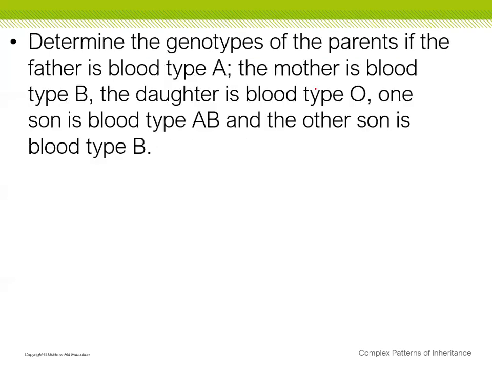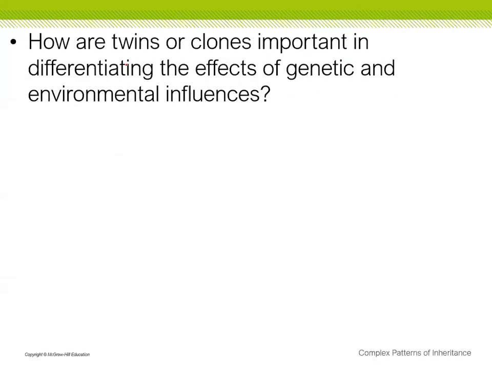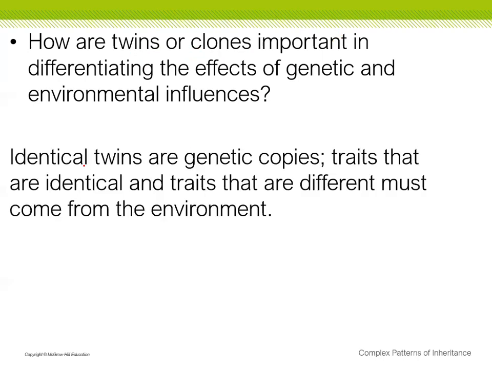Okay. Coming down later: twins. So how are twins or clones, which is starting to happen with animals, important with differentiating the effects between genetic and environmental influences? This matters both for animals, but also humans. We look at different things, but basically we know that identical twins are genetic copies. So when we have traits that portray identically and traits that portray differently, that must mean that those come from the environment. That's poorly worded.